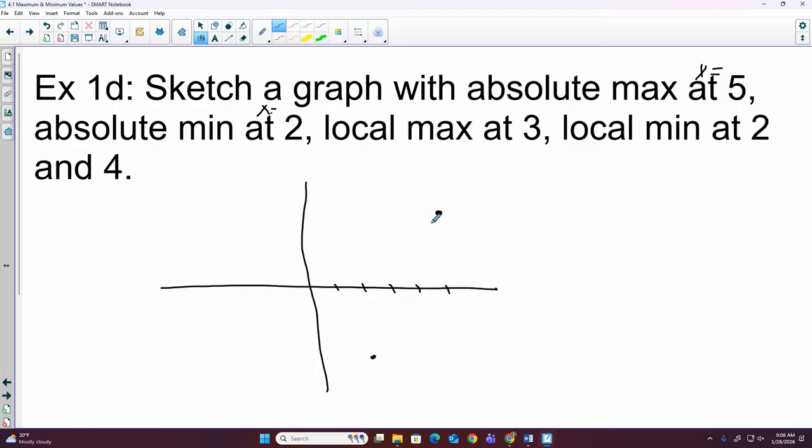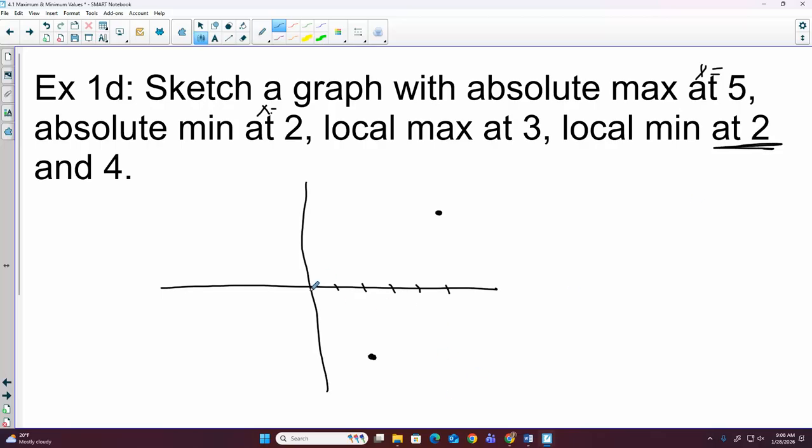A local max at 3. Local mins at 2 and 4. Okay, so my lowest x is 2, my highest is 5. Can 2 be an endpoint on this graph? Could it be my starting point? No, because I said it's a local min as well, so it has to exist on both sides.